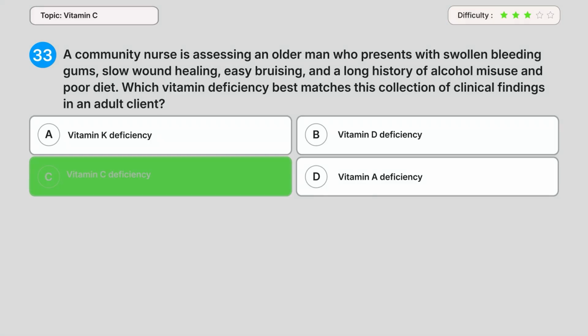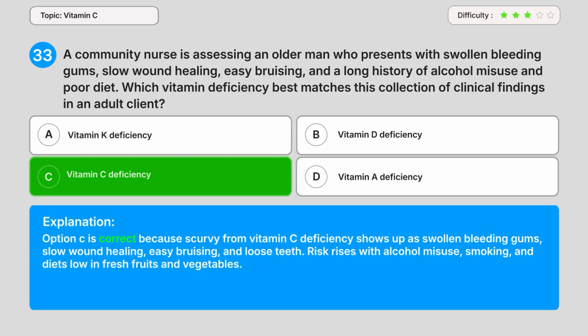Correct answer, C. Vitamin C deficiency. Explanation: option C is correct because scurvy from vitamin C deficiency shows up as swollen bleeding gums, slow wound healing, easy bruising, and loose teeth. Risk rises with alcohol misuse, smoking, and diets low in fresh fruits and vegetables.